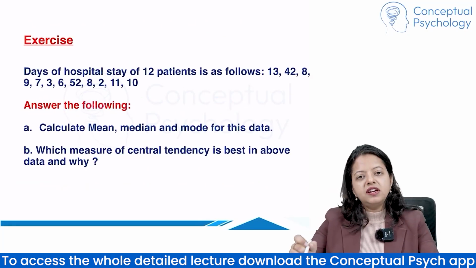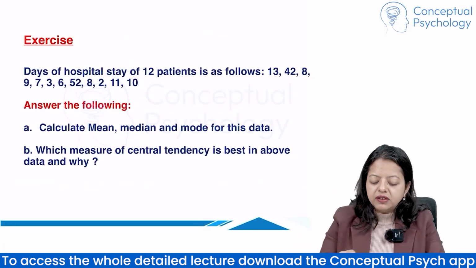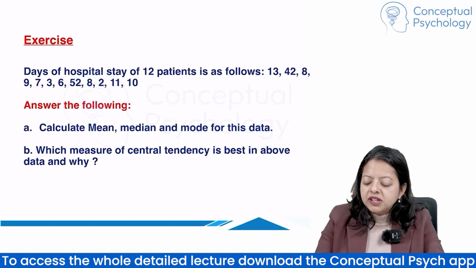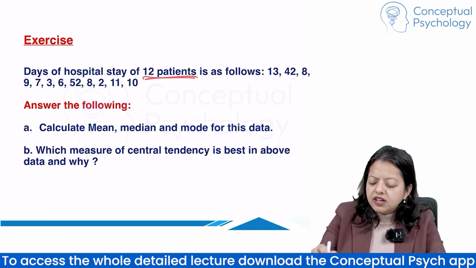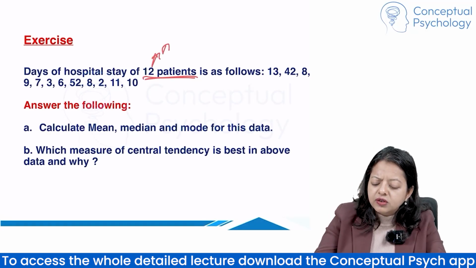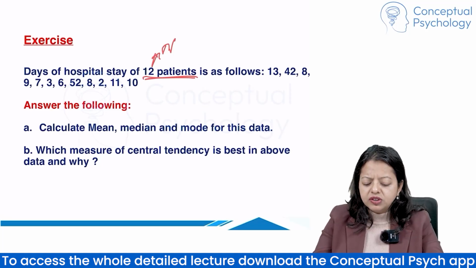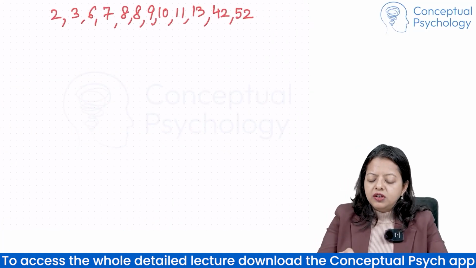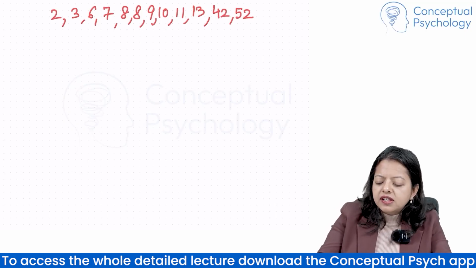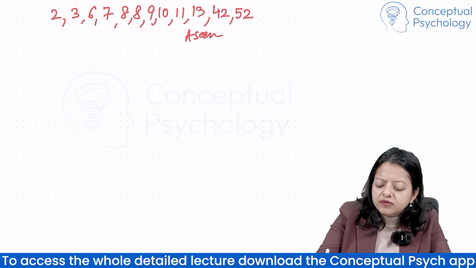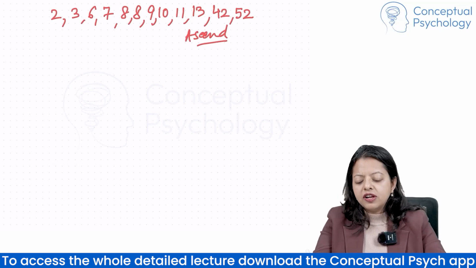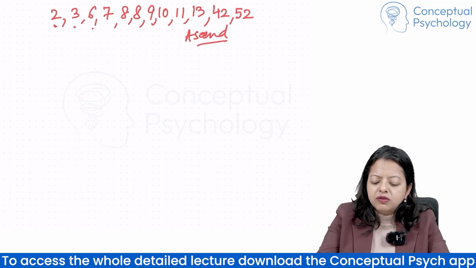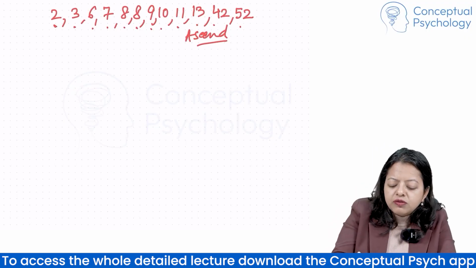So let us do an exercise to understand mean, median, mode better. Days of hospital stay of 12 patients is as follows. So n is 12. Calculate mean, median, mode. So 12 observations, I have written them in ascending order. You could have written it in descending order as well. So these are 12 observations. Okay. So first we find out mean.